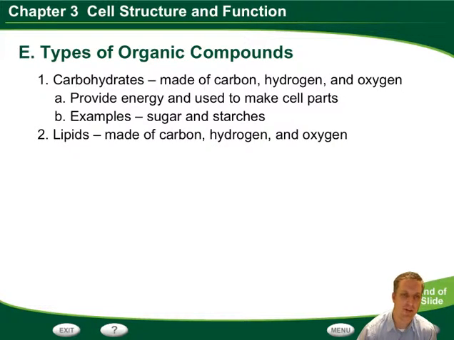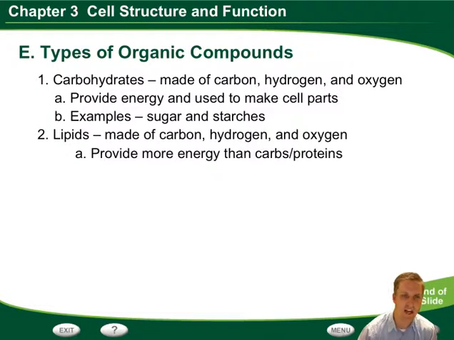The second type of organic compound we're talking about is lipids. Lipids are also made of carbon, hydrogen, and oxygen. Same building blocks. The difference is lipids also have what's called a fatty acid. These provide much more energy than carbs or proteins. Let me just write this for you. One gram of carbohydrate will give you 4 calories. That's how many calories are in 1 gram of carbohydrate. One gram of fat will give you just over 9 calories, so it's over double the amount of storage.